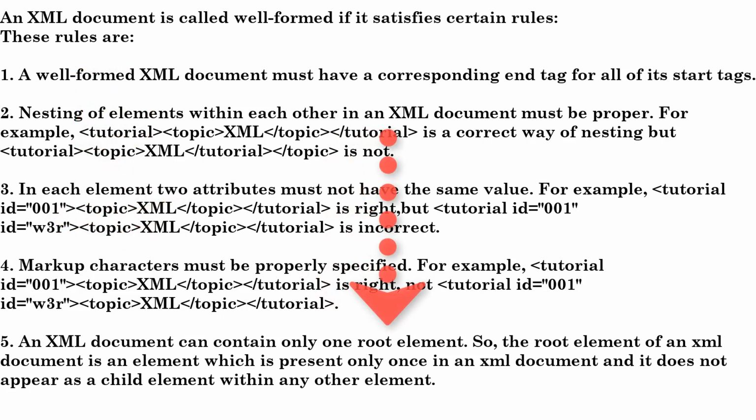Fifth, an XML document can contain only one root element. So the root element of an XML document is an element which is present only once in an XML document, and it does not appear as a child element within any other element.